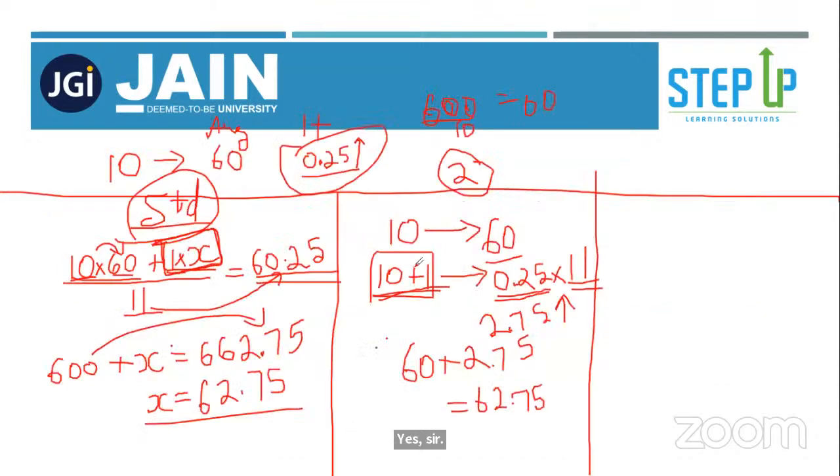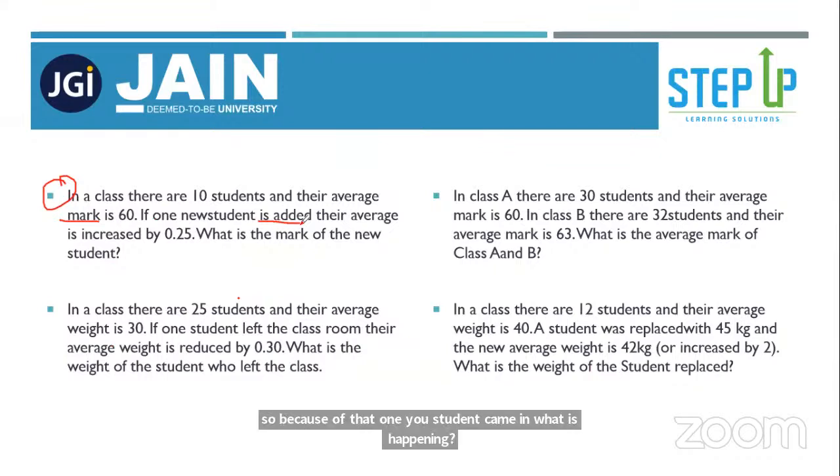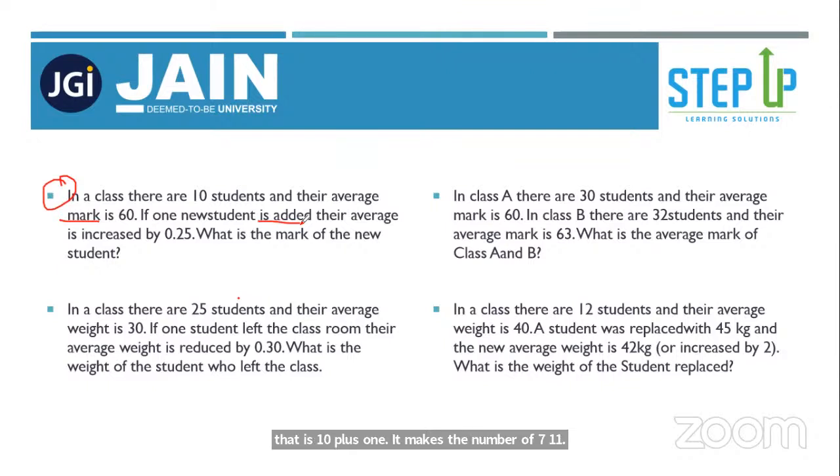Yes, sir. So 11 students are there. If that one new student is coming, what is happening to the head count? That is 10 plus 1. Because one new student came in, it makes the number of students 11. After that, what do we have to do? You multiply the new average by 11. With what number? 11 multiplied by 0.25. Why are you multiplying with 0.25? Because the total number of students is 11. Initially they were 10 and 1 is added.